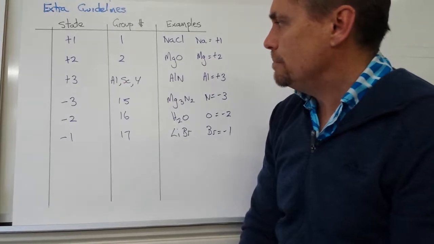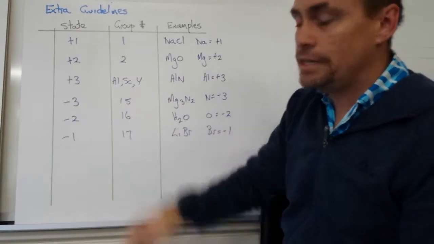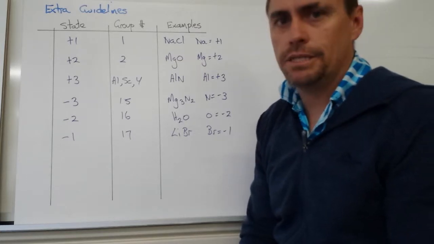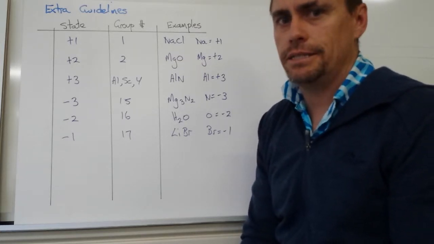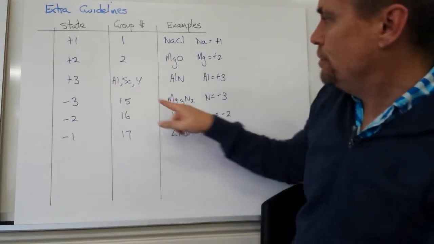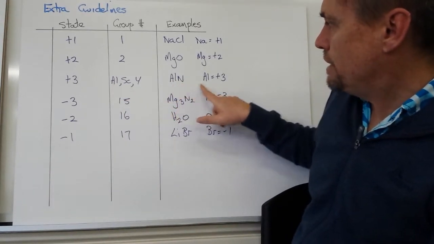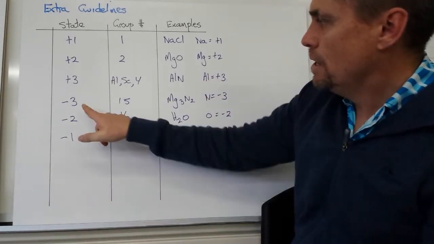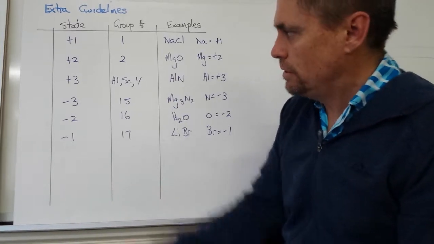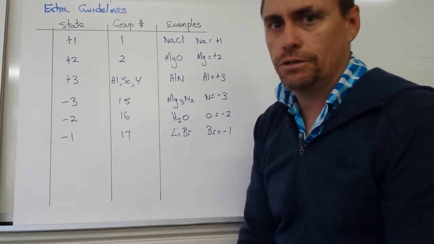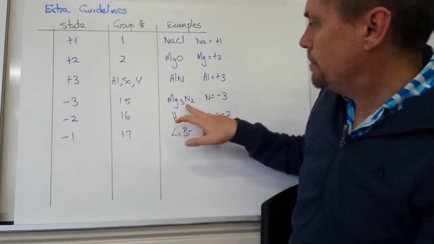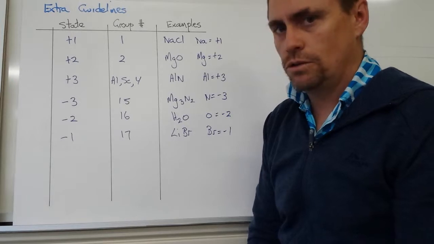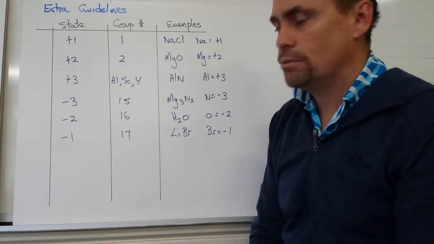+3 atoms, we have aluminium, scandium and yttrium. The other elements in those groups don't necessarily exist as +3. But these three do, and we get aluminium nitride. The aluminium will exist as a +3 oxidation state. Group 15, in general, exists as -3 oxidation states. So we can get our magnesium nitride. The nitrogen will exist as a -3. Now that's not always the case, but in general, that's what occurs.